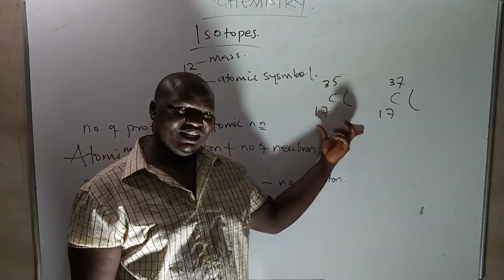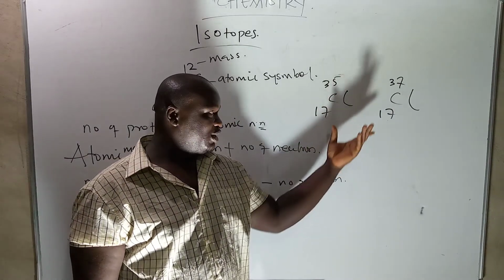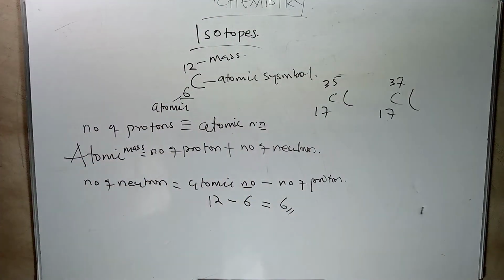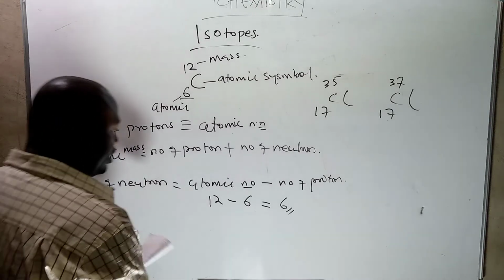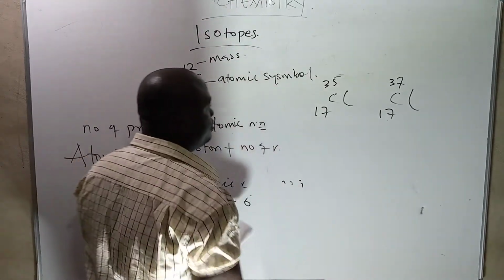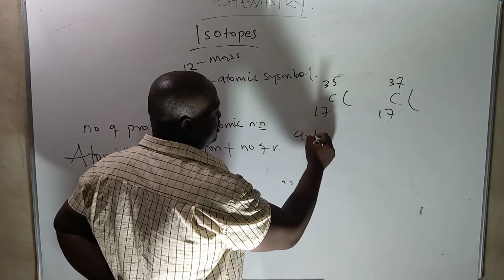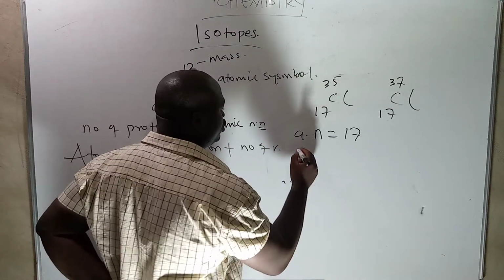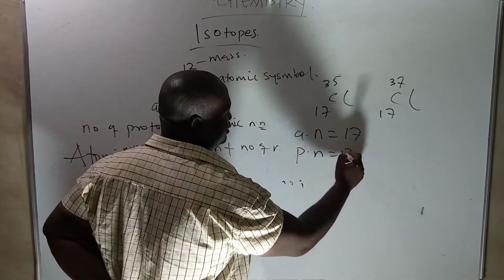Look at the atomic number. The atomic number is the same. You can see that they have different mass numbers. The mass number or the atomic weight, you can see they are not the same. And this is a typical example of an element exhibiting isotopes. From the above, you can know that the atomic number is 17. They can also ask you, what is the proton number? The proton number here is also 17.